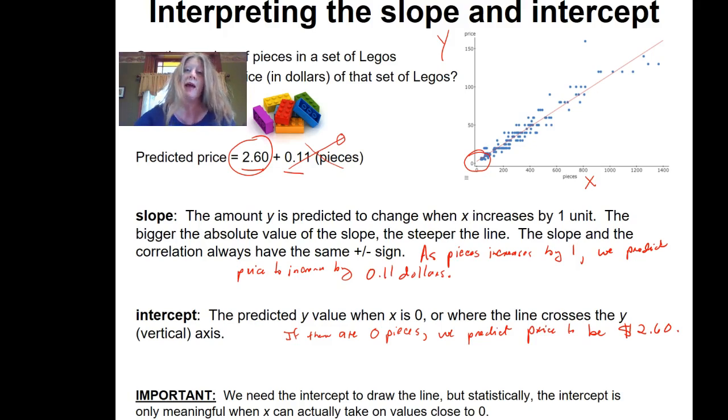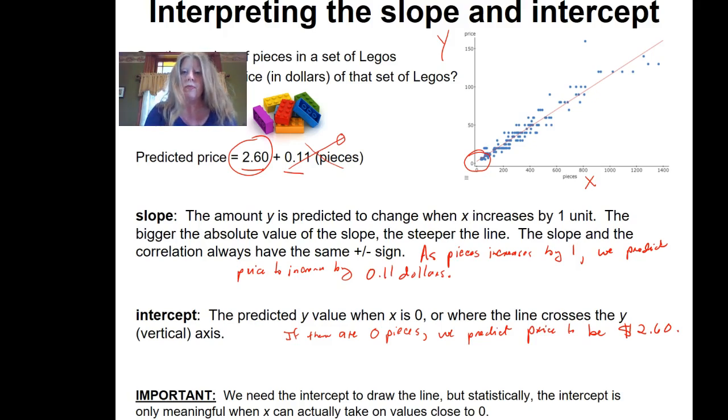Would it make sense to have x be 0? Sometimes it's not going to make sense given the context of the problem. Here's a case where it doesn't really make sense to have 0 pieces because you wouldn't then even have a set of Legos. So be careful in terms of how you're interpreting these things. Again, there's a mathematic interpretation, but then there's a statistical interpretation within the context of the problem. So if mathematically you had to figure out the intercept or the slope, I just quickly wanted to show you the formulas.